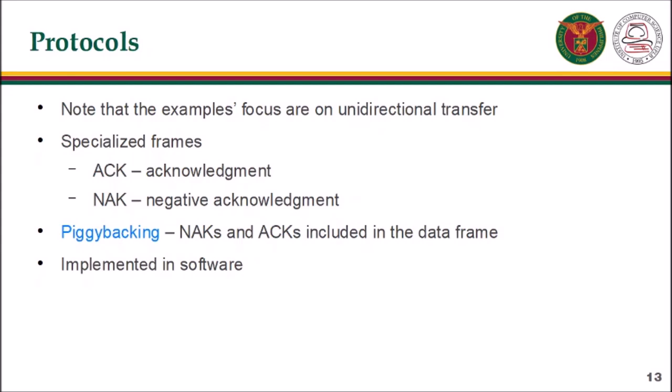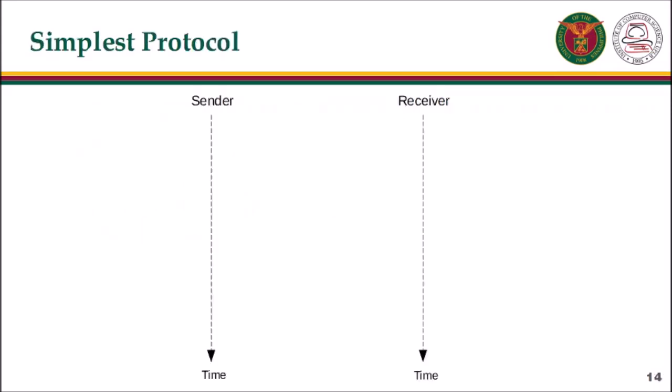Note that the samples are focused on unidirectional transfer. There are specialized frames like the ACK, or acknowledgement, and NACK for negative acknowledgement. In piggybacking, NACKs and ACKs are included in the data frame. All of these protocols are implemented in software. Our first protocol is the simplest protocol, with neither flow nor error control. We assume that the receiver can immediately handle any frame it receives. In other words, the receiver can never be overwhelmed with the incoming frames.